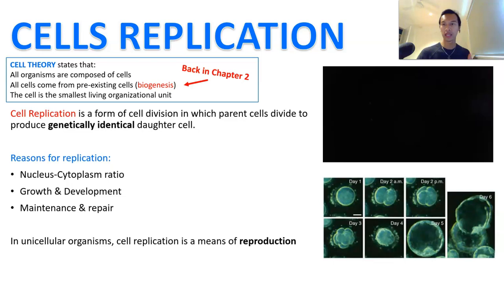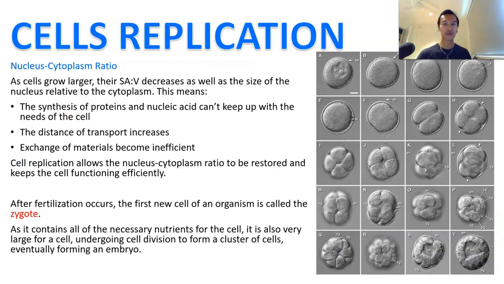So let's have a look at these particular reasons, and that's the focus of this section, okay? So the first reason for cell replication is the nucleus to cytoplasm ratio, right? As a cell grows larger, the surface area to volume ratio decreases, as well as the size of the nucleus relative to the cytoplasm. In other words, as the cell gets bigger, the cell itself and all of its contents get bigger, but the nucleus doesn't increase that much in size.